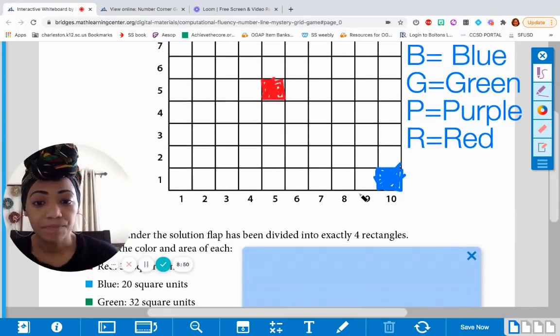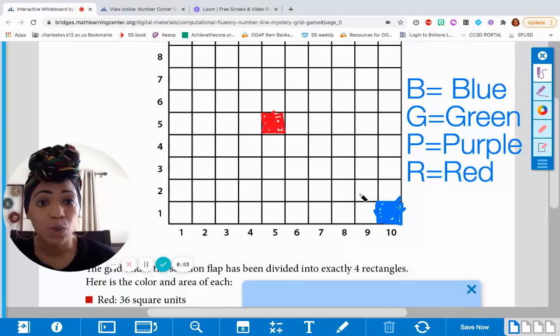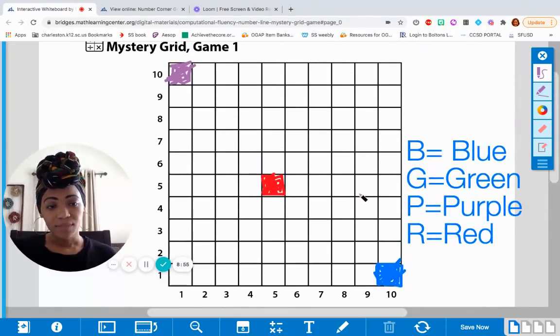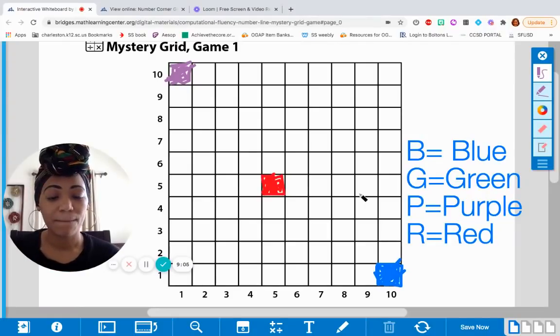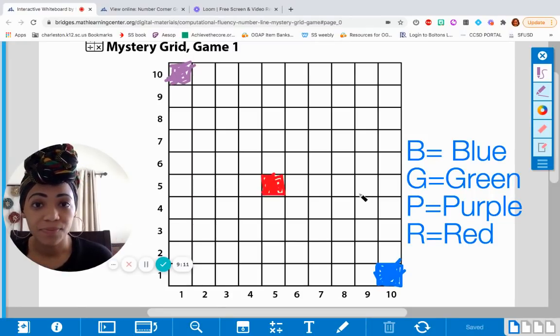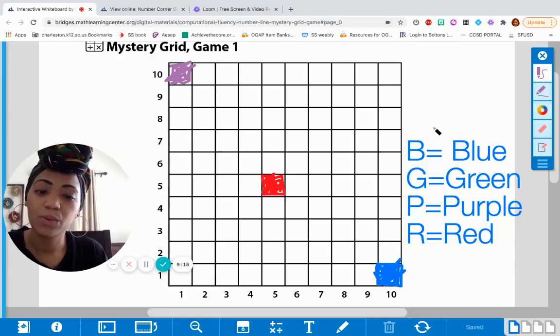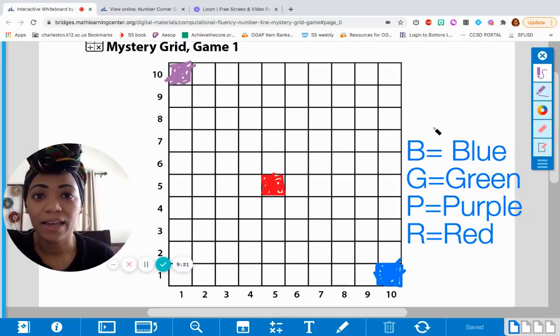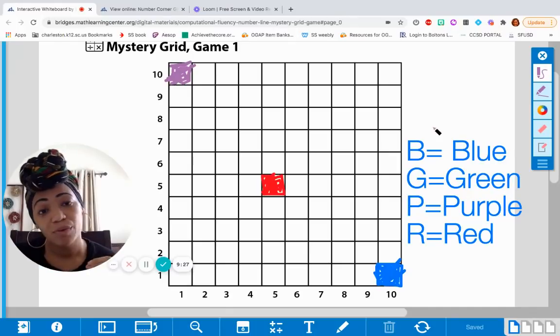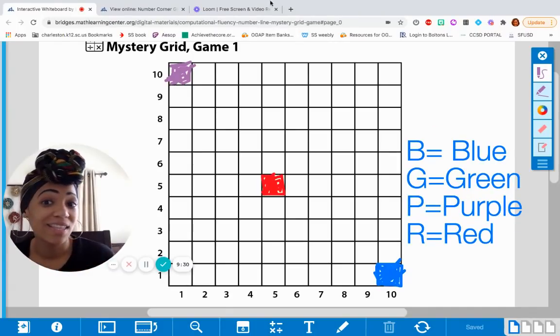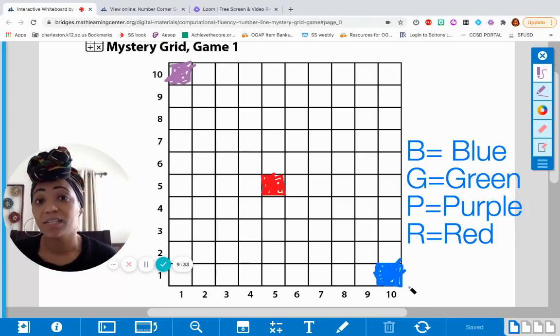So I will say that blue is 20 square units. So let's think about that. If it's 20 square units, what are some possible dimensions? What are some factors of 20? Good. 1 times 20. Right. Do you think a 1 by 20 would work for our grid? No. What would a 1 by 20 look like? Right, it'll be really long and skinny because we'd only have one row or one column of 20. And this only goes up to 10. So it definitely couldn't be 1 times 20.